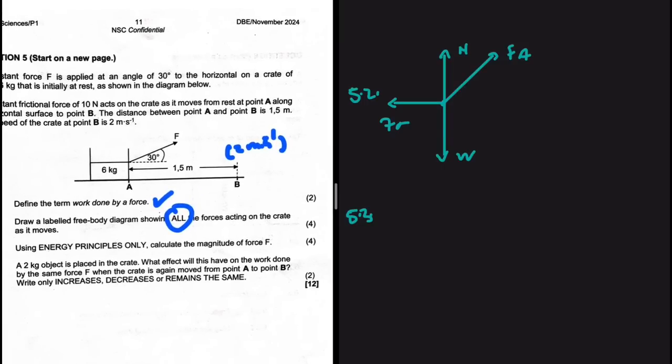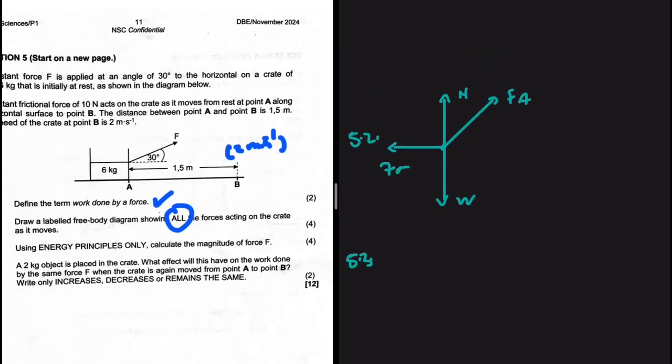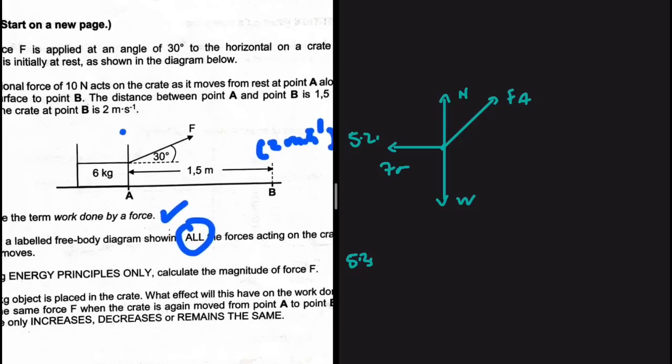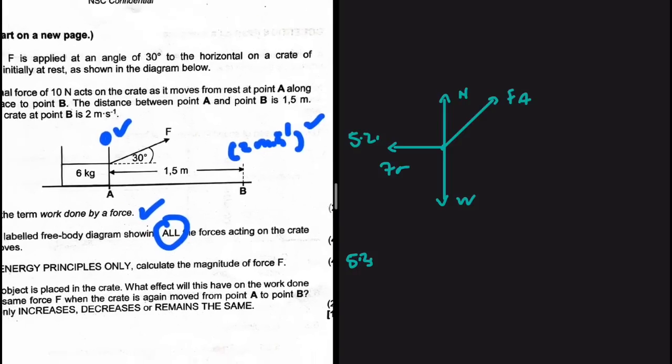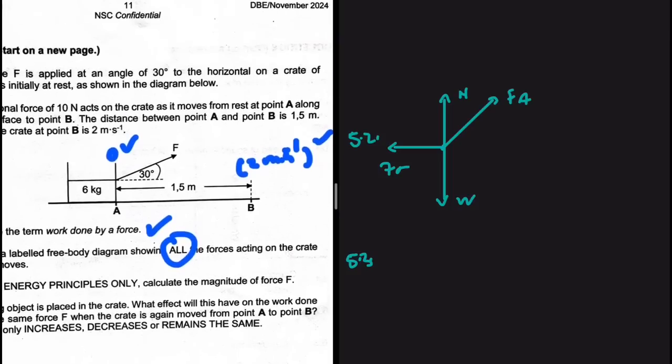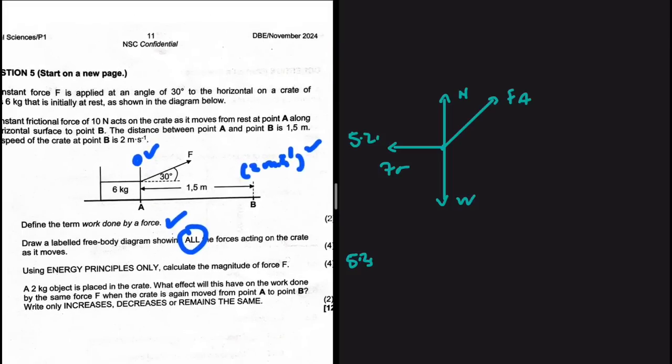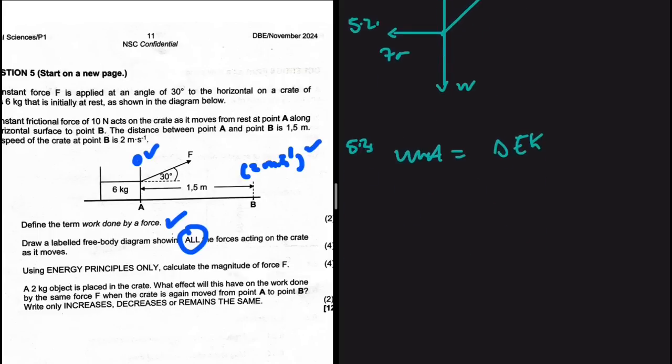Okay, so let's see. We have a free body diagram. We have the velocity at A, which is 0, and the velocity at B, which is 2 meters per second. Because we are given the velocity at A and at B, it seems like we should be able to use the work-energy theorem, which says that the net work is equal to the change in the object's kinetic energy. Work non-conservative should also work. Yeah, I can see that it is also going to work.